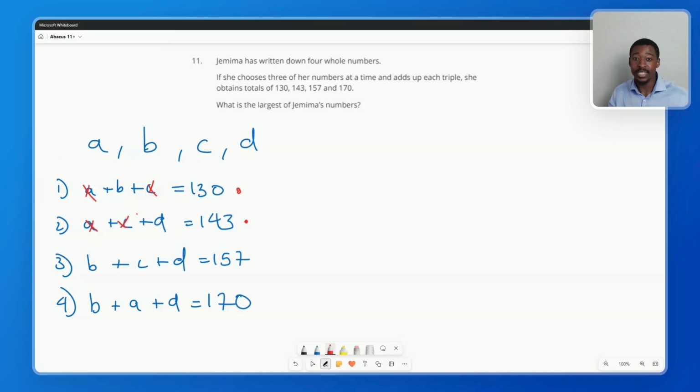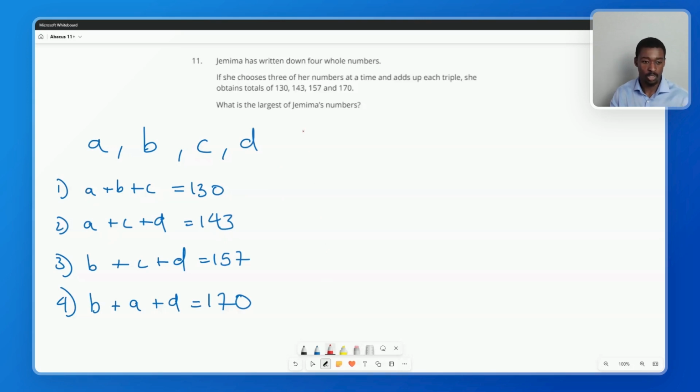So essentially what we're saying here is that we know from these first 2 equations that D minus B, the difference, is equal to 13. And that's very useful information. So let's go through each of these equations and let's see what happens when we look at them like this. And let's be very methodical.